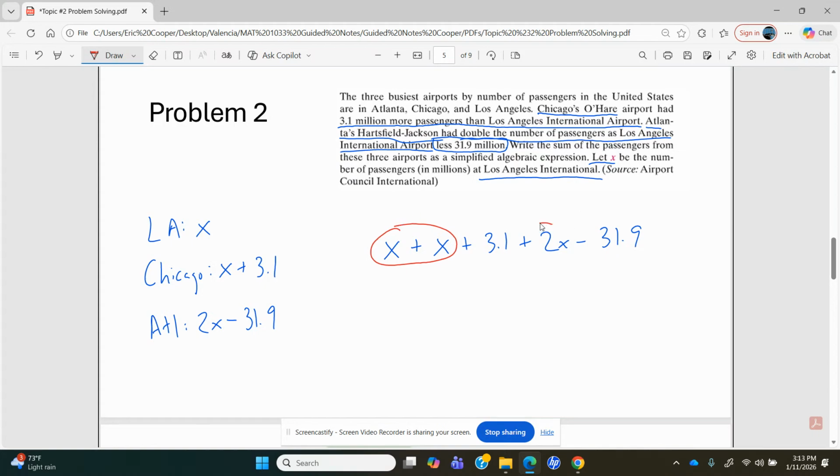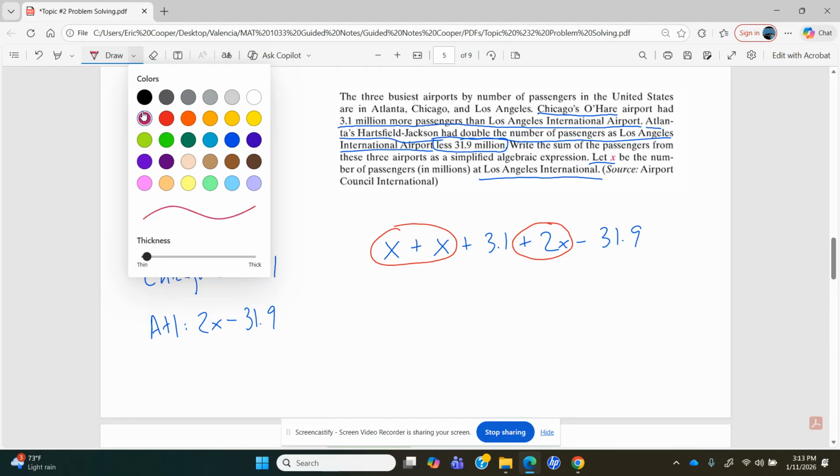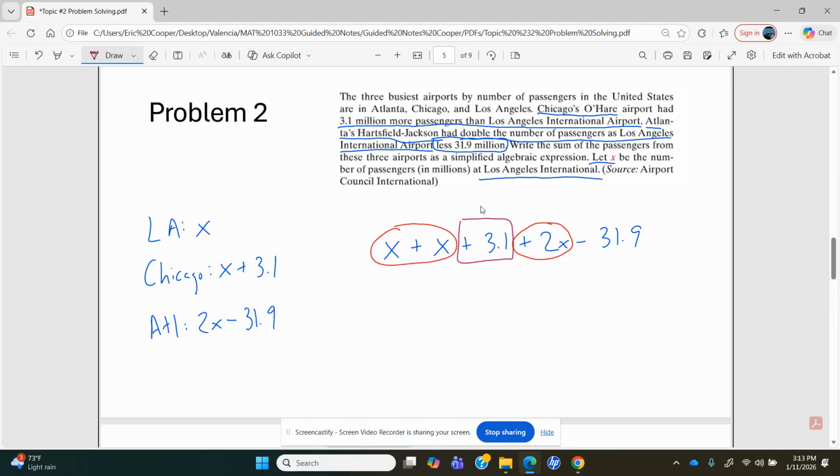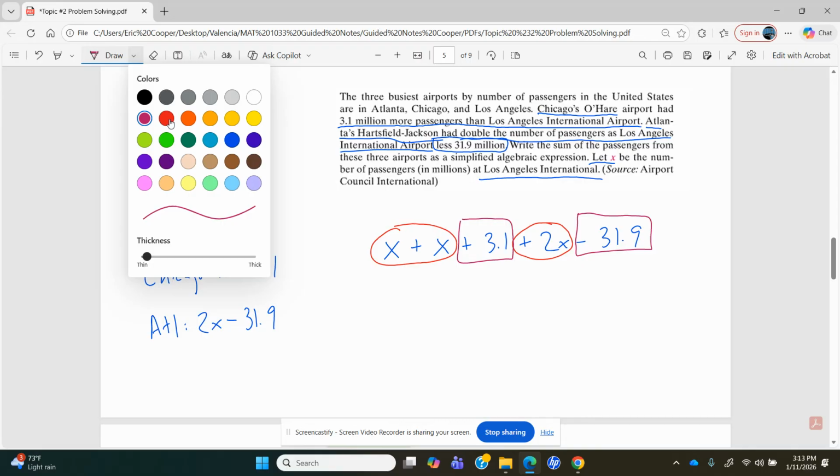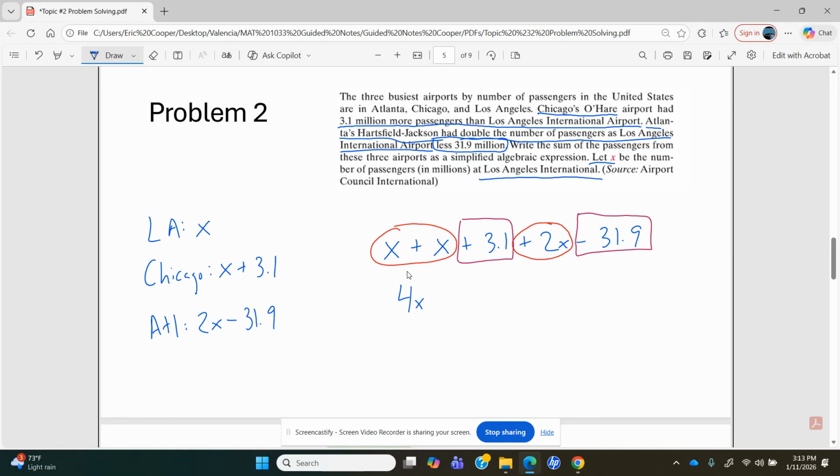I've got X plus 2X here that I can combine. And also in this case, I can combine 3.1 and negative 31.9 because they're both whole numbers without a variable. X plus 2X gives me 4X, remembering that these are both 1X's. 3.1 minus 31.9, because that's a minus sign, gives me negative 28.8. 4X and 28.8 don't combine, so that is the algebraic expression that represents our answer here.